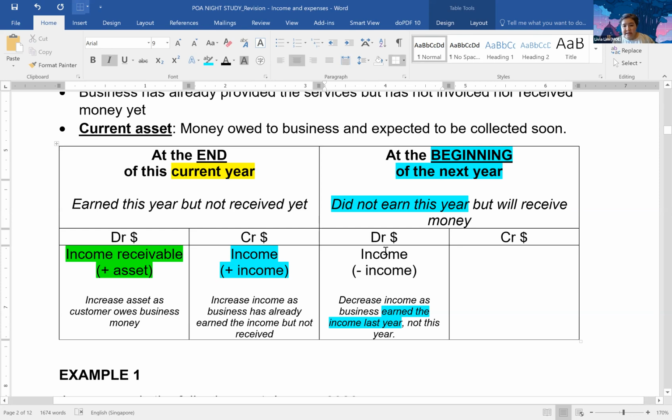So I let you digest this. If you still don't understand it, you have to type into the chat box. Okay, I will let you digest it for 5 seconds while I see whether anyone messages me.